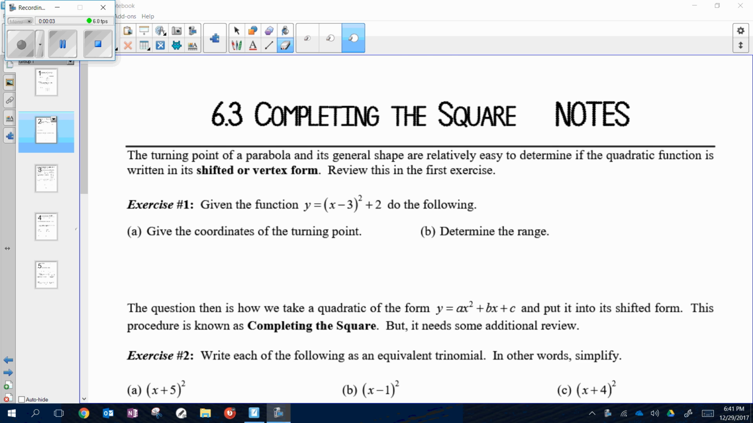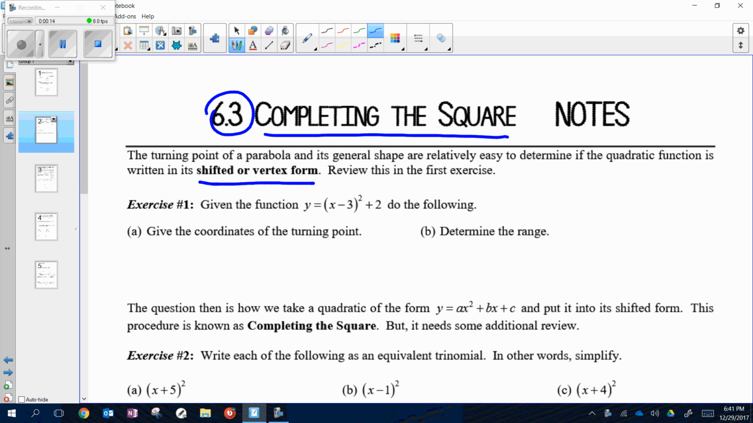Hello everyone, you're watching lesson video 6.3, completing the square. This is something that you've never done before, and I hope that you get really good at it by the end of this video. We're going to talk about shifted form, vertex form from yesterday's notes.